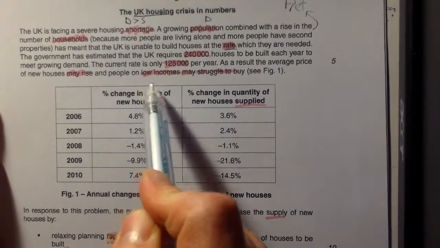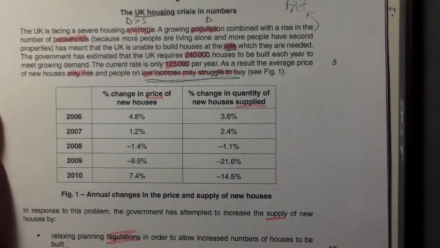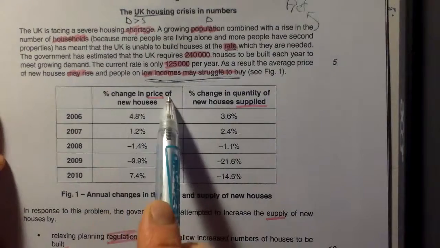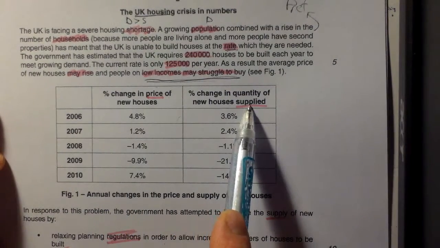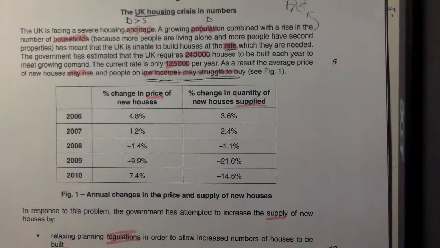It's key here that it says that people on low incomes may struggle, as these may be a third party or someone that we want to satisfy later on. You've got a table here with percentage changes in price, percentage changes in quantity supplied, so we know there'll be a question on price elasticity of supply.